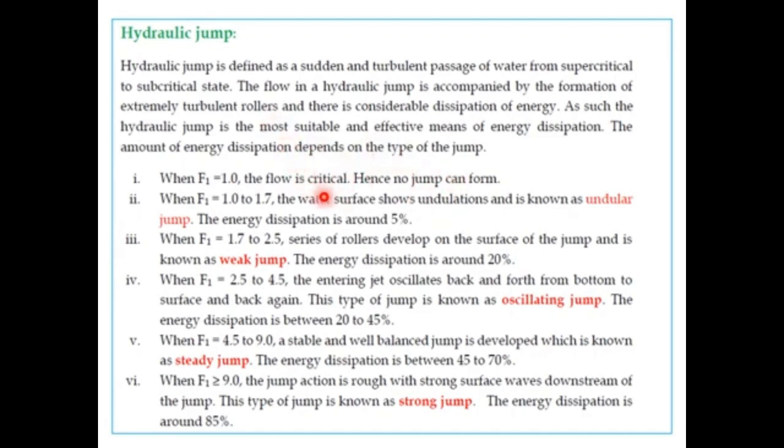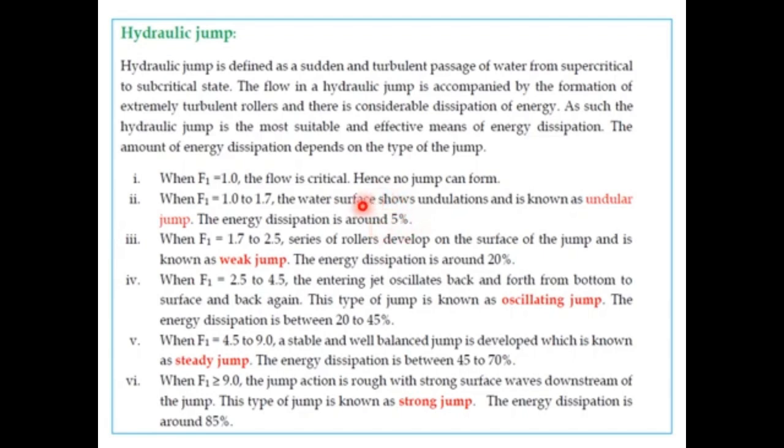You know that when Froude number is equal to 1, the flow is critical, hence no jump can form. If the Froude number of incoming flow is greater than 1, only then a hydraulic jump forms. When the Froude number is between 1 and 1.7, the water surface shows some undulations and is known as an undular jump. When such a jump forms, the energy dissipation is around 5%.